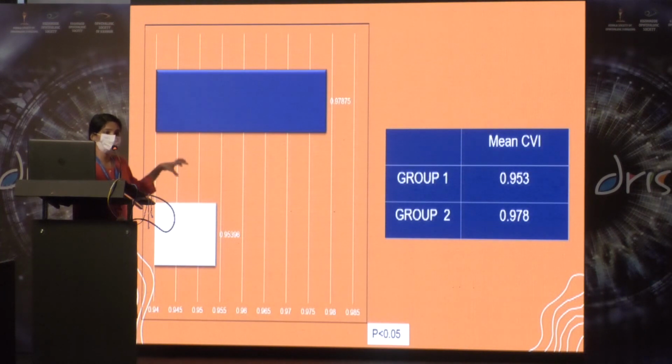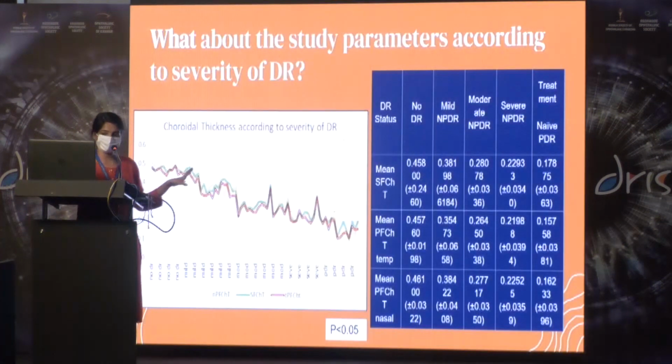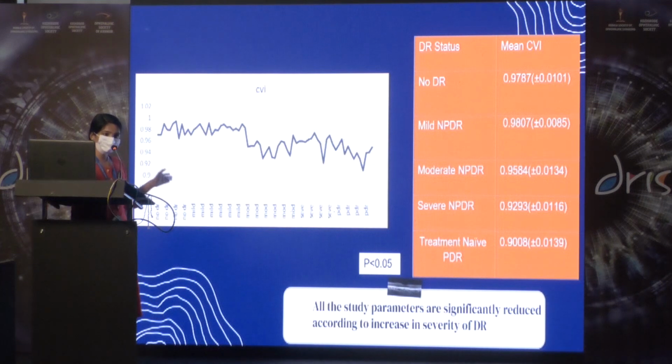A significant reduction was also noted in the choroidal vascularity index in group 1 with diabetic retinopathy, when compared with group 2. According to the severity of the disease, from no diabetic retinopathy to proliferative diabetic retinopathy, the thickness was decreasing, that is, significant thinning was noted, and the choroidal vascularity index was also significantly reduced. All the study parameters were significantly reduced with the increase in severity of diabetic retinopathy.